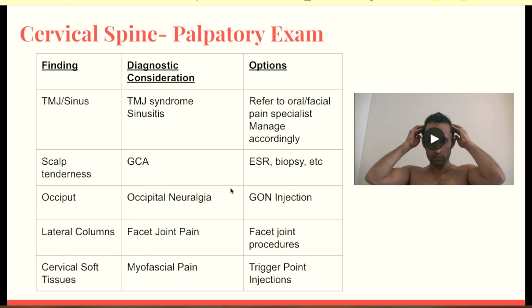So the last part is the palpatory examination. And really, I'm just getting a sense of whether or not, once I've ruled out other potential neurologic causes and rheumatologic causes, I can localize to a specific area that I could manage or inject.